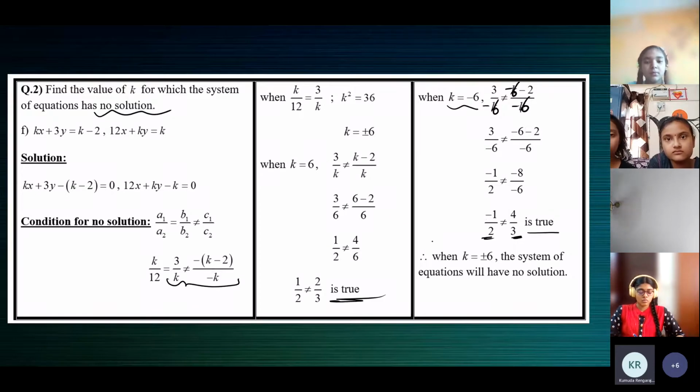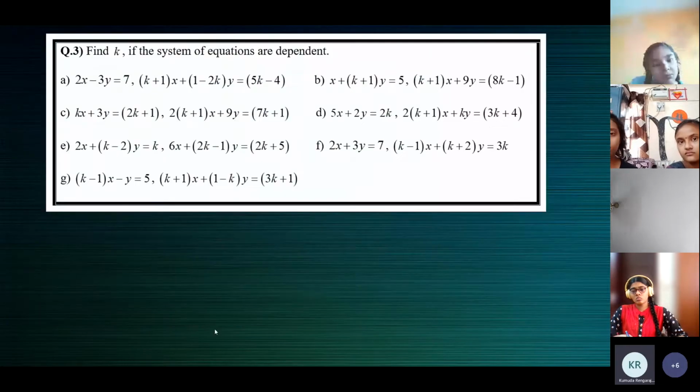Both are true. That means when k is equal to plus or minus 6, that means k can be plus 6 or k can be minus 6. When k is plus or minus 6, the system of equations will have no solution. When k is plus 6 or when k is minus 6, both, the system of equations will have no solution.